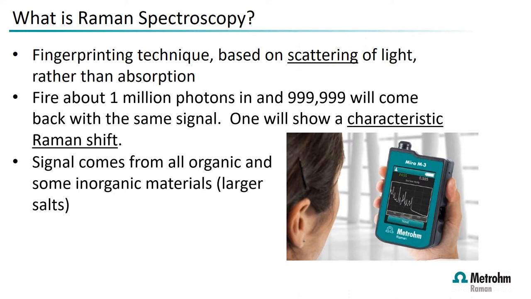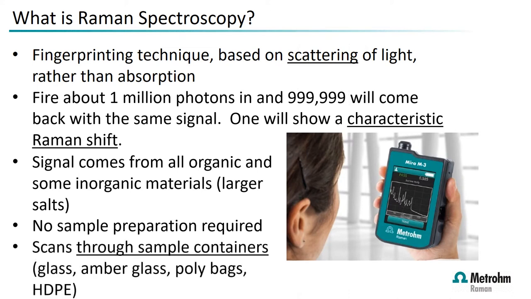Signal comes from all organic materials and some larger inorganic materials, which we'll concentrate on later. No sample preparation is required, and the system can be used to focus the laser to scan through sample containers such as glass containers, brown glass containers, polythene bags, HDPE, etc.